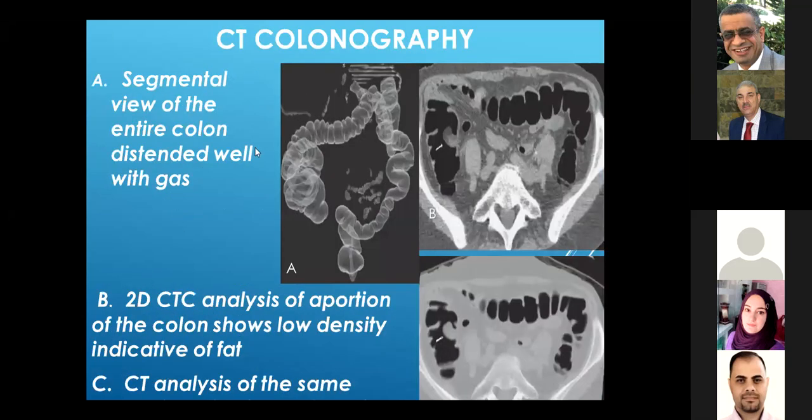CT colonography. This is a segmental view, showing the entire colon distended well with gas. This second picture shows portions of the colon, and as we see pointed here, there's a polypoid structure which contains low density content, so there is fat content. And CT analysis shows the same lesion.